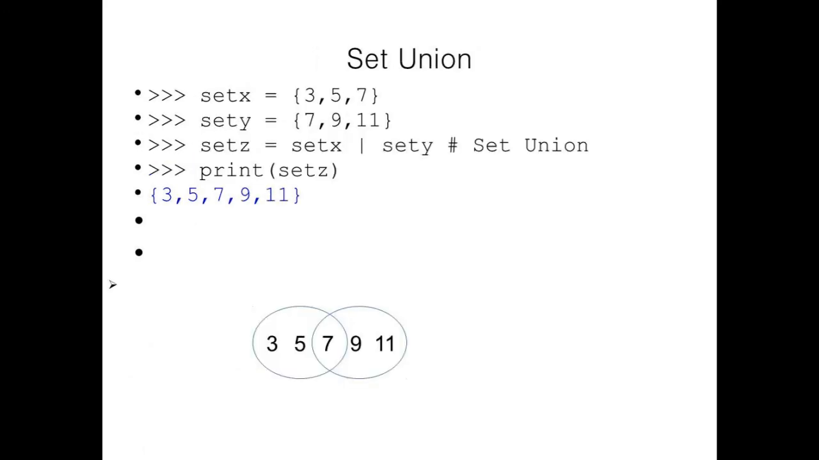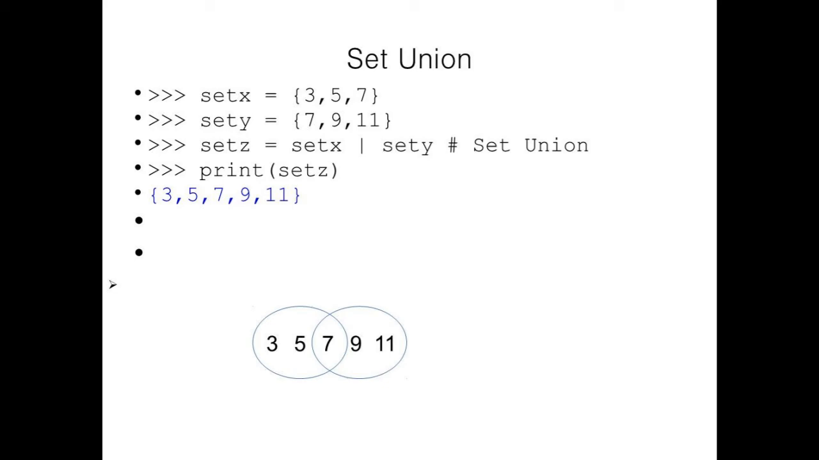There are 4 special operations you can perform on Python sets. The first one is the set union. Set union means combining 2 sets. And if there are duplicated elements, the duplicated element will be eliminated.